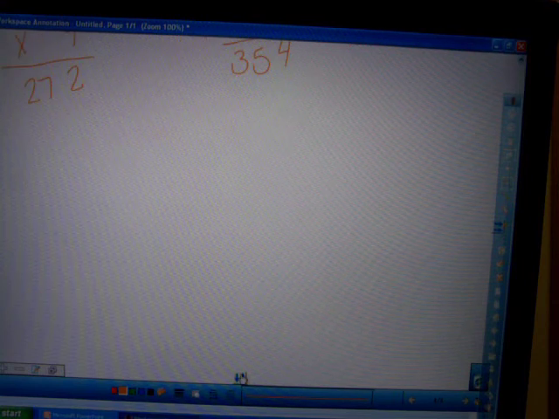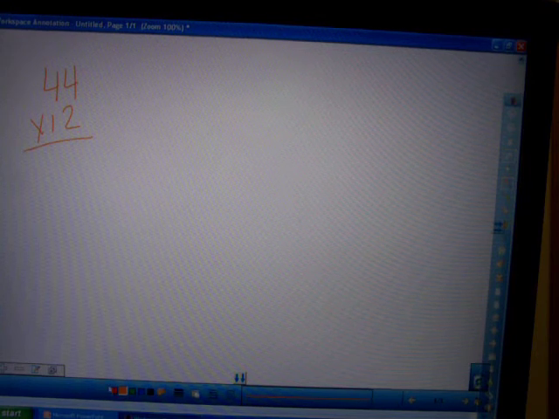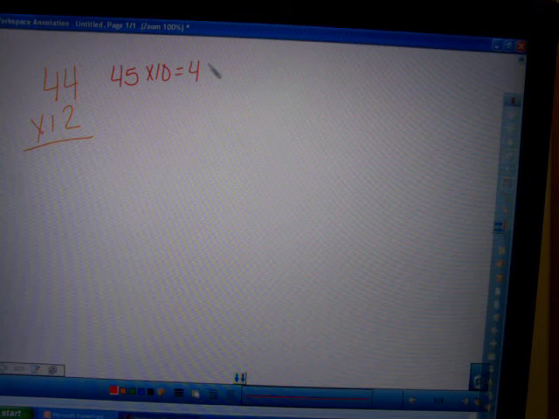Alright, the same concept that we use with multiplying one-digit numbers, we're going to take to multiplying two-digit numbers. So what we're going to do is multiply 44 times 12. Now, first thing when I estimate, I'm going to do 45 times 10 is 450.